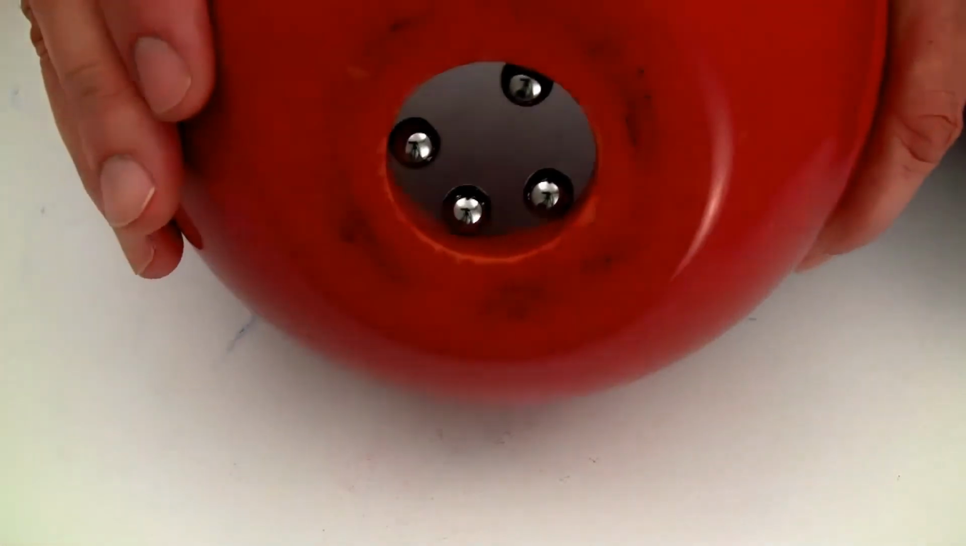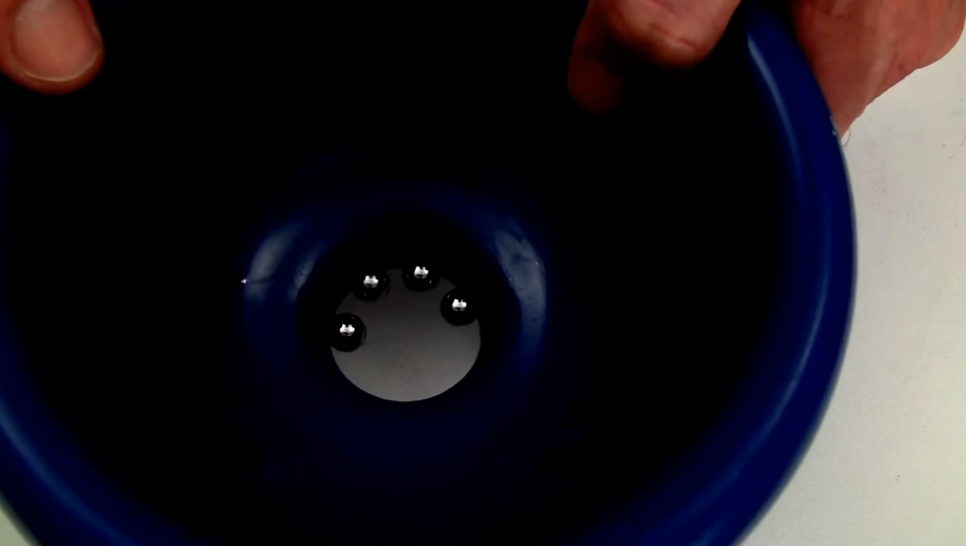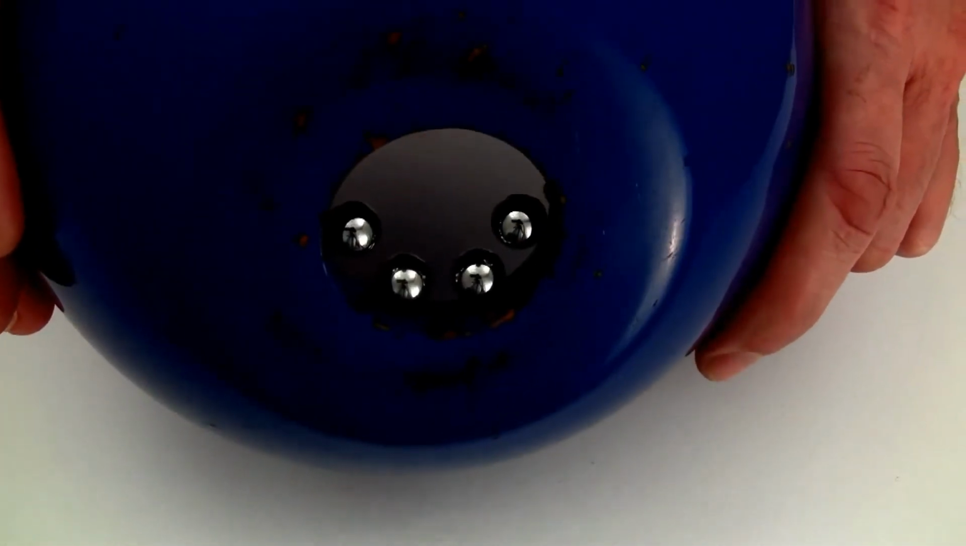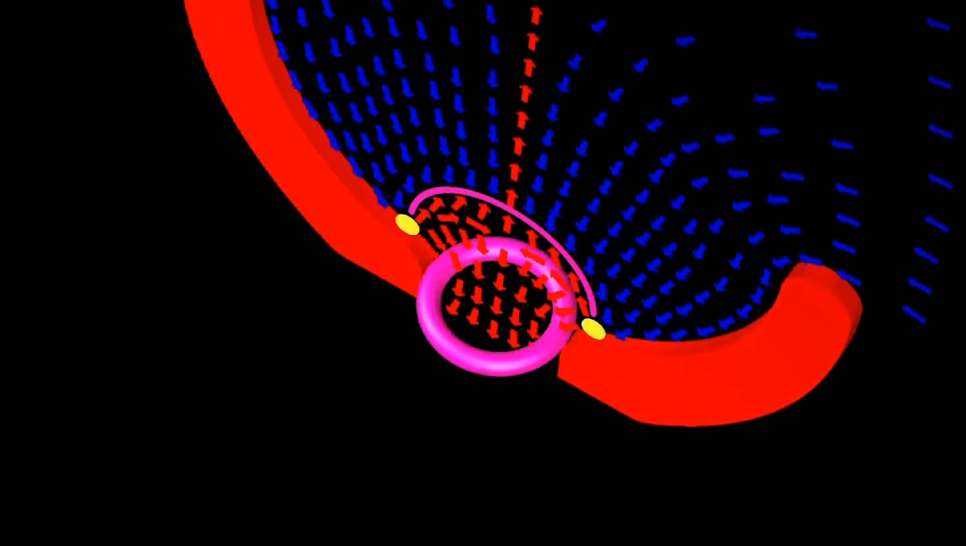The choke ring in the bottom of the blue bowl, or the south magnetic bowl, functions exactly the same, except the magnetic polarity of the choke matter is reversed.